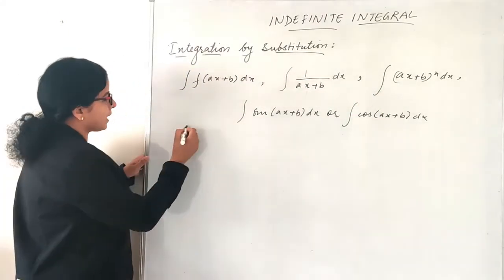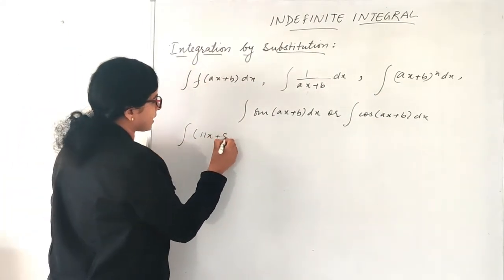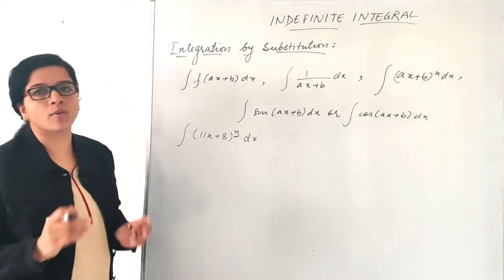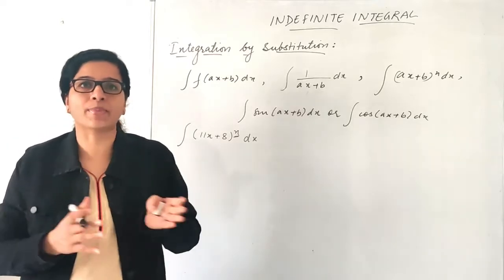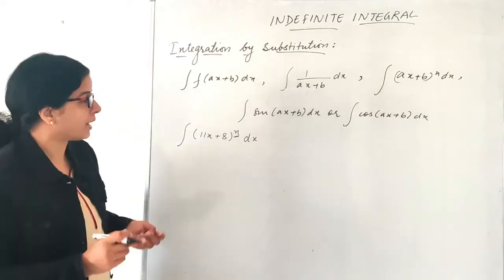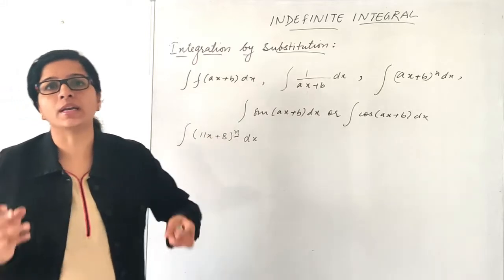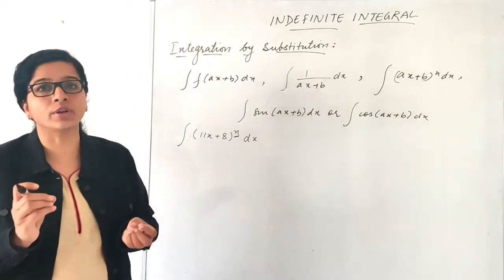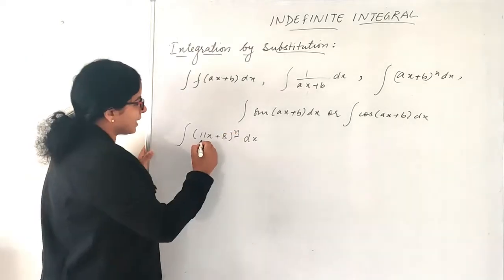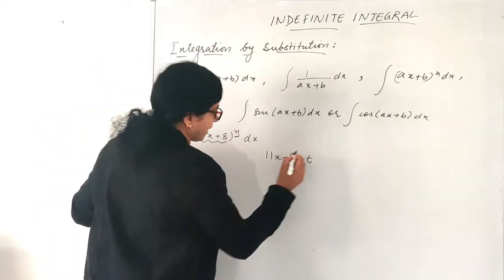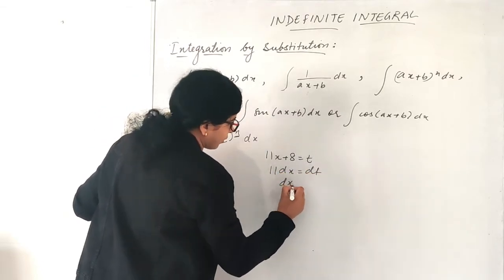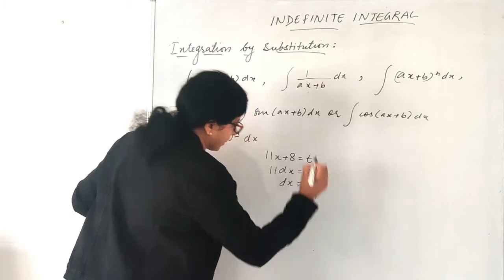Now let us take the example for this one. Say for example, I have (11x plus 8) to the power n dx. Now if this power n is square or cube, you can open it and you separately integrate them, right? But if it is something like 20 or 30, it's a very tedious job to open and then do it. So how are we going to do it? Simply by using substitution. I'll take 11x plus 8 as t, right? And it will become 11 dx is equal to dt. Value of dx is dt by 11, right?